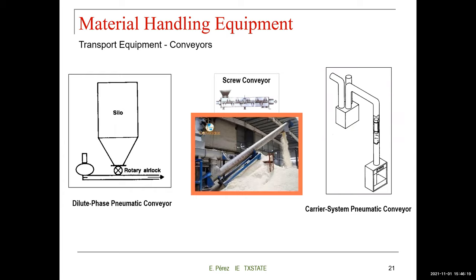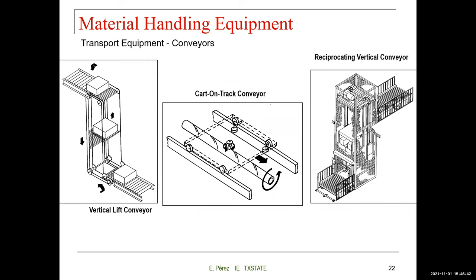Same thing here with the screw conveyor, you're moving materials up so you can accommodate within a specified area. This carrier system pneumatic conveyor is typical on these bank car services. You will have this capsule moving up and down using this pneumatic type of system. These ones are vertical lift conveyors. These are typical in warehouses, like HEB warehouse. You will have some of those moving the products up and down the storage areas.